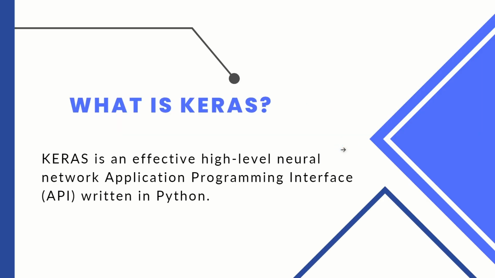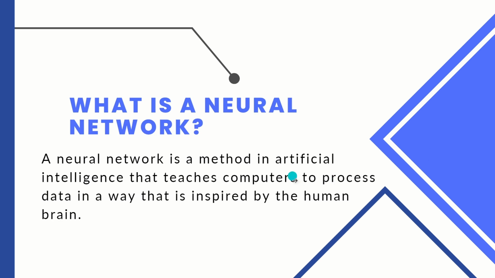Now our main topic, the difference between these three. Before going towards the differences or how one can be better than the other, let's talk in short about each one of these. So what is Keras? Keras is an effective high level neural network application programming interface which is written in Python. We just talked about what a neural network is, which is nothing but a method in artificial intelligence which teaches computers to process data. Just like the human brain, it tries to imitate the human brain.